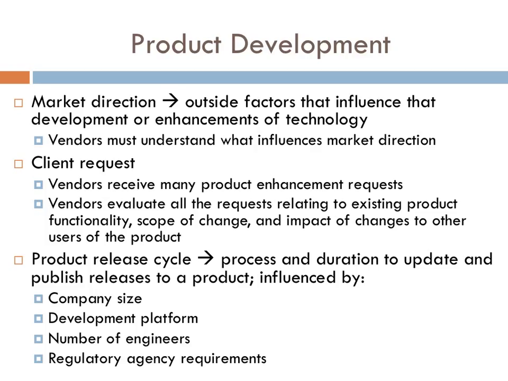So if they come out with a new product every 3 months, by the time you actually purchase a product, because of all the time it takes to do the investigation and see if you actually want the product, a newer product will probably be out for that vendor. So make sure that you are okay with their timeline. The product release cycle usually depends on how big the company is, the development platform, the number of engineers the company has to work on the product release cycle, and also the regulatory agency requirements.